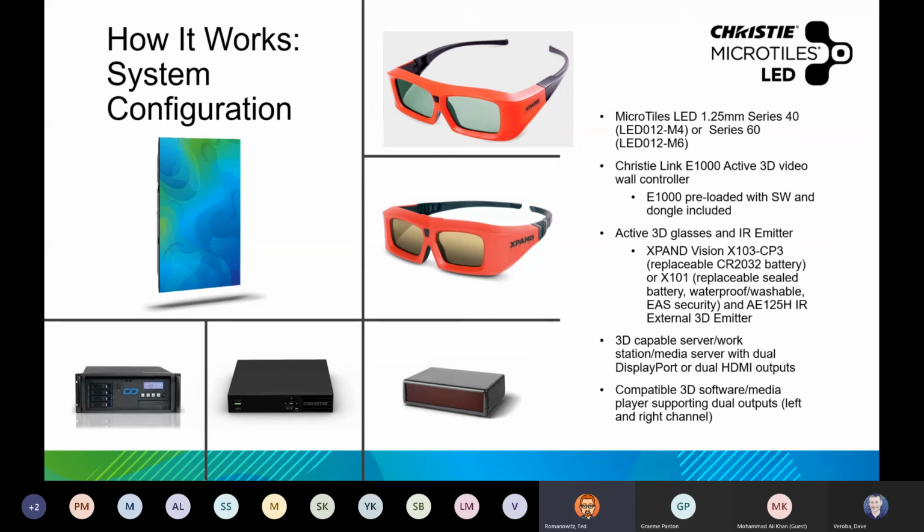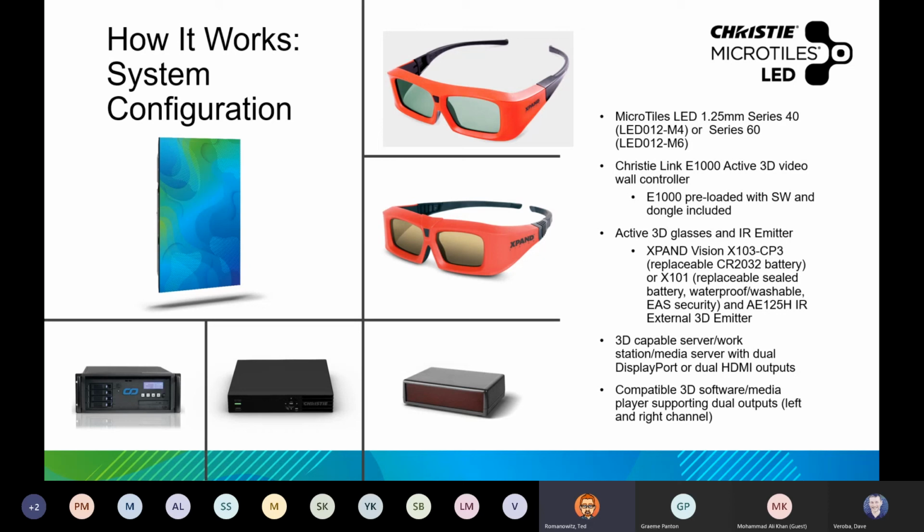And then finally, either one of these glasses is combined with the XpandVision AE125H. This is an external IR 3D emitter and is typically located either above or below the wall. Typically we put it above the wall and in the center. And depending on the size of the wall, you may need 2 or 3 emitters if you do a very large wall, and we can support you with that.